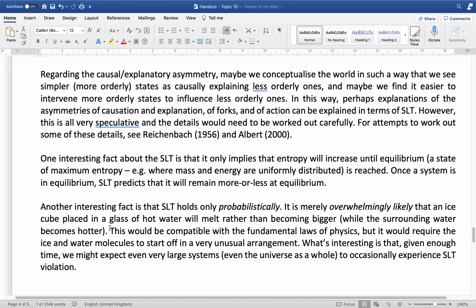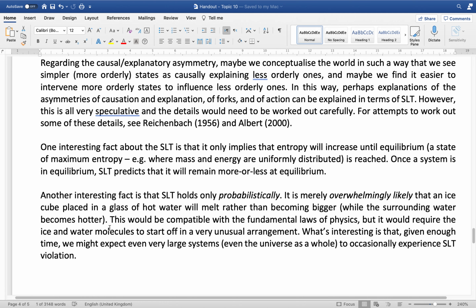But there's a lot of details required here to make this all very plausible. Some of the details are provided by Reichenbach and Albert, so if you're interested in those details, I'd encourage you to follow up those references. But I think it's fair to say that it's not been anything like conclusively established that this all works out. Now, suppose that something in the ballpark's right. So suppose that we can reduce the direction of time to the direction of entropy increase.